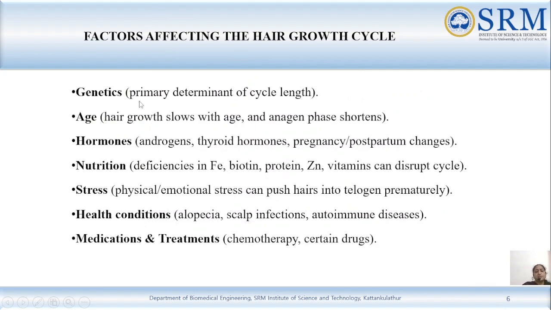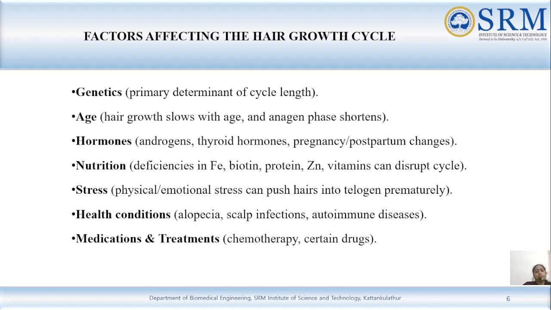So you have genetics, which is the primary determinant of the hair growth cycle length. Certain people generally have better hair quality, smoother texture, different colors. All this is also played majorly by genetics. And then based on age, younger people will have a longer anagen phase, and as they age, they will tend to have a longer telogen phase.